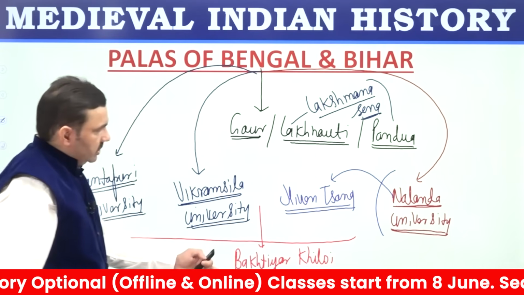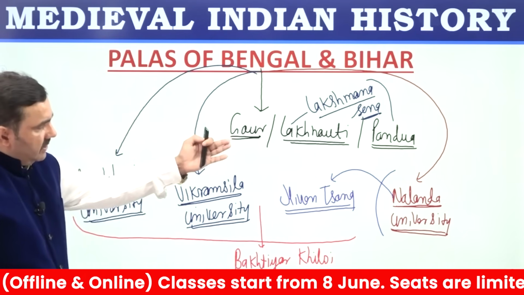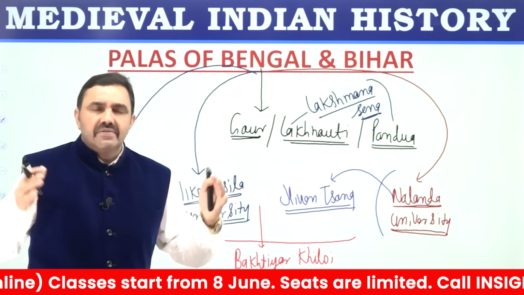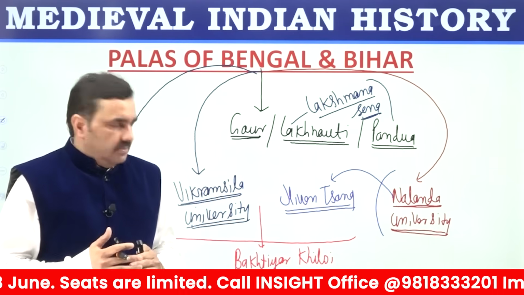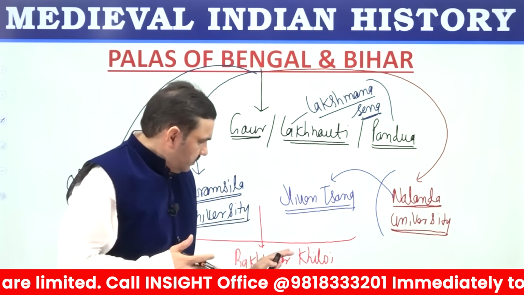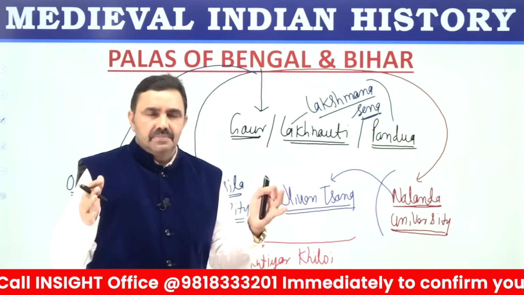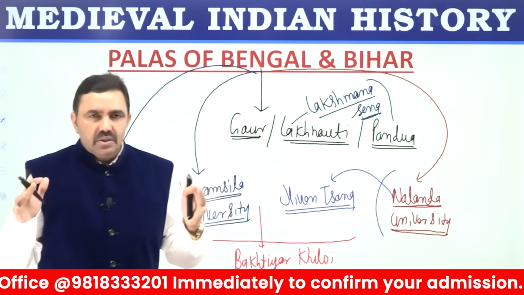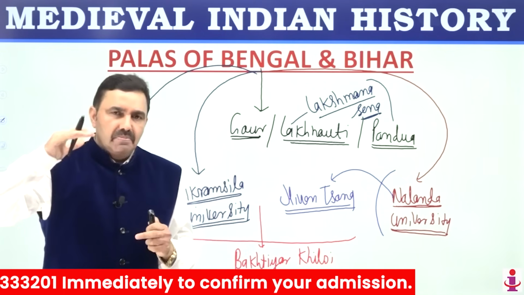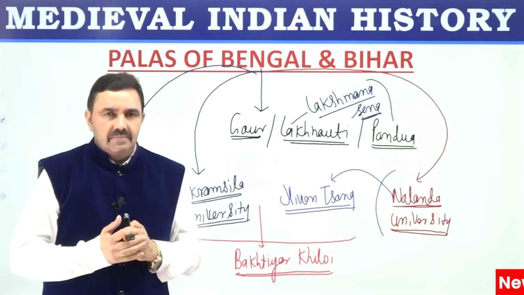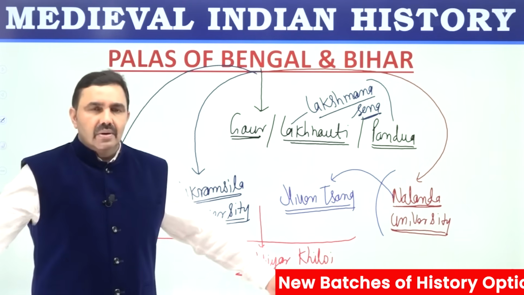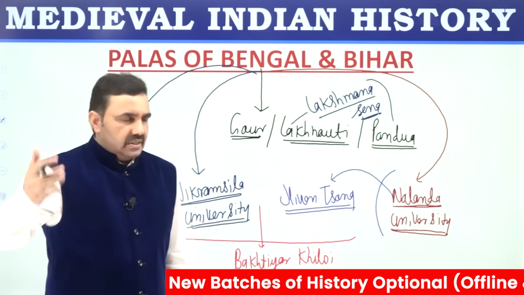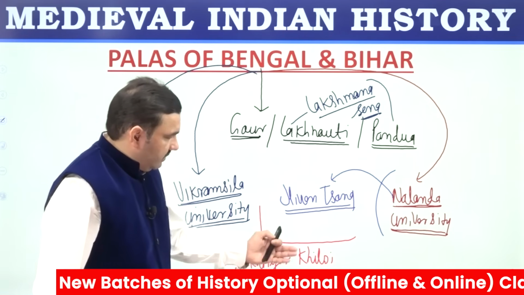So Bakhtiyaruddin Khilji defeated Lakshman Sen. Lakshman Sen was a very famous king. He was a very powerful king. But Bakhtiyaruddin Khilji has a kind of typical history. He was a very short man of around 5 feet height. His legs were short, his hands were long. So he was Khilji. Khilji means he was a person from Afghanistan.